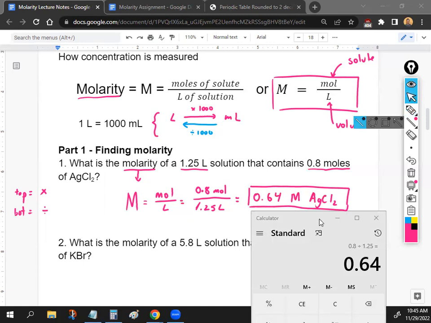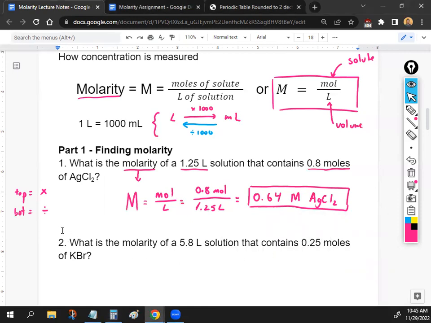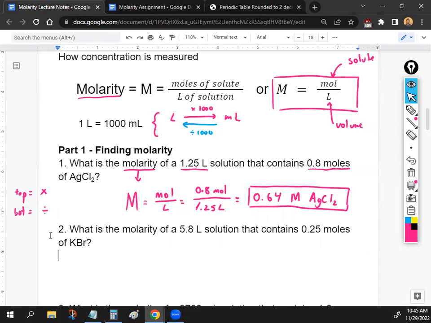Alrighty, do you guys think you could try one on your own? Yeah? Okay, so I'll give you about 2 minutes. You can work with the person next to you. I want you to try number 2. It's asking what is the molarity of a 5.8 liter solution that contains 0.25 moles of KBr. Just make sure you have a calculator because obviously we'll need one. And this will be a good time to pull out a periodic table because some of the future problems will require it. Okay, so take about 2 minutes to try that out.